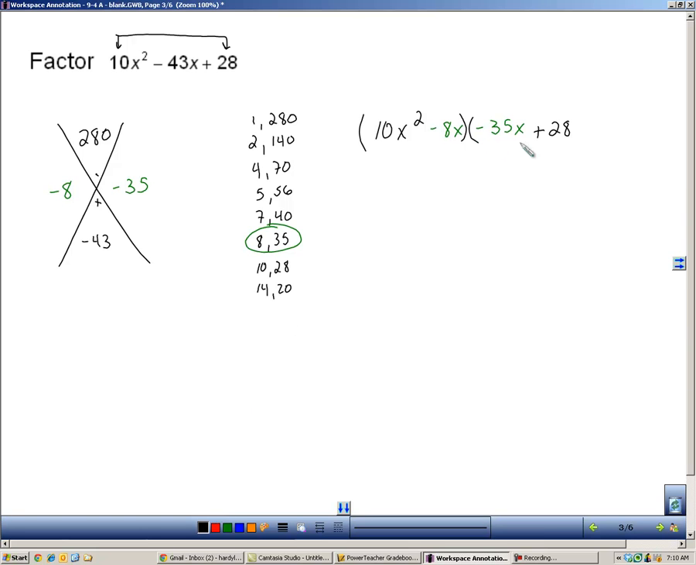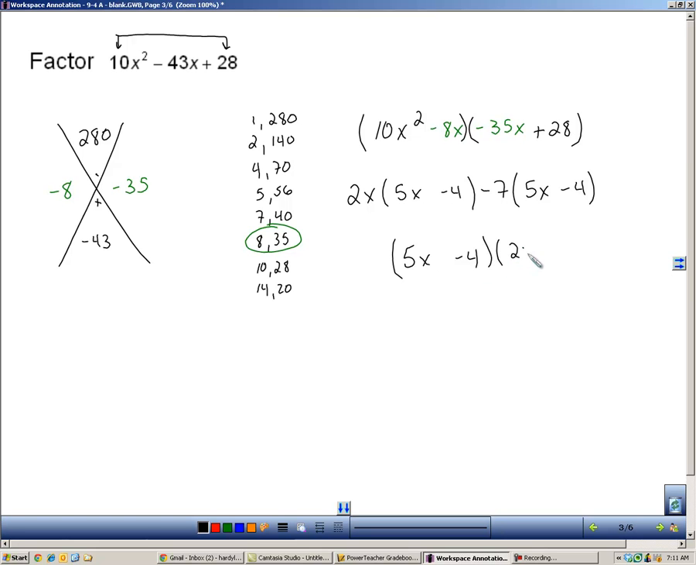Now we'll factor by grouping. Be sure to include the negative sign with the 35. Looks like I take out a 2x, leaving a 5x minus 4. Over here I'd like a 5x, but it's negative 35, so I take a negative 7 out, leaving me the 5x minus 4 that I want.